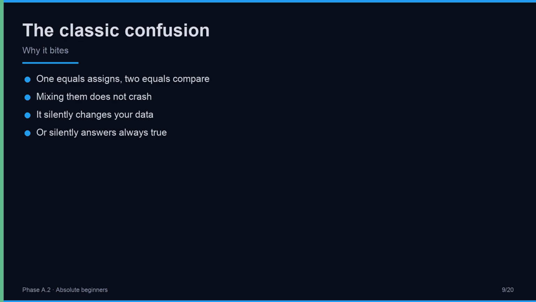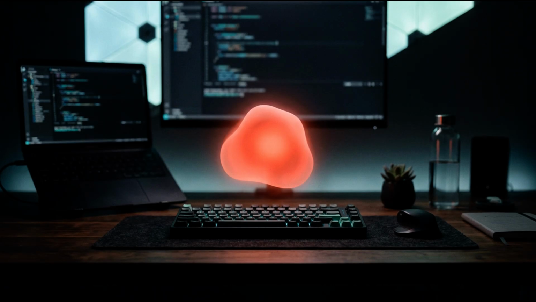Silent bugs bite worst. Here is the trap that has wasted more beginner hours than almost any other. 1 equals sign assigns a value. 2 equals signs ask a question. Mixing them up does not crash. It silently changes your data when you only meant to check it. Spotting this difference early is worth its weight in gold. One symbol, huge difference.